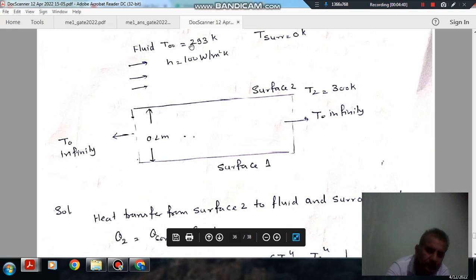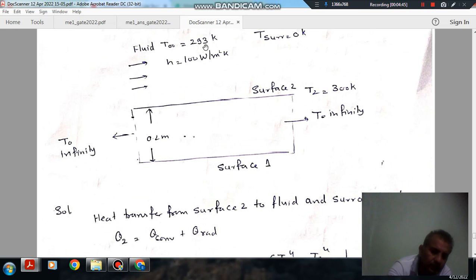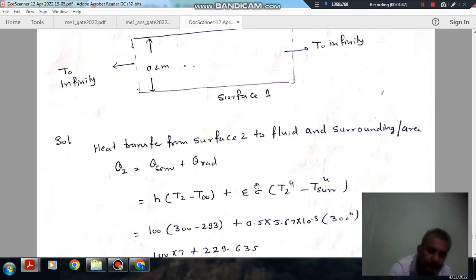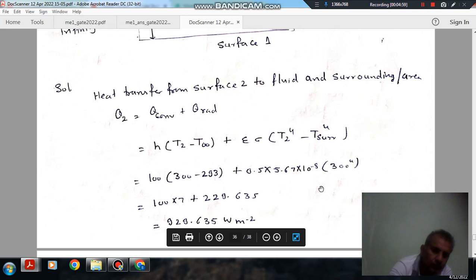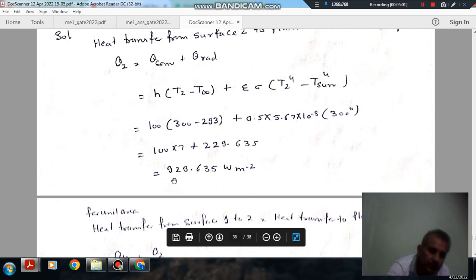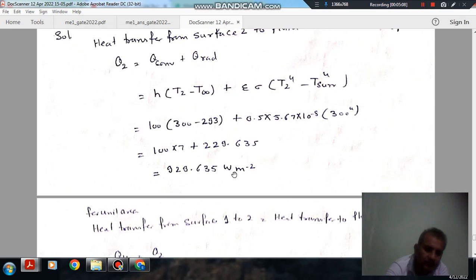So T2 minus T infinity, T2 is 300 and H is 100, T infinity is 293, and there is radiation heat transfer. So emissivity is given as 0.5, and sigma is given, and T2 is given, and T surrounding is given. So this is the radiation heat transfer. So we can solve this, and so the Q2 is 999.635 watt per meter square.